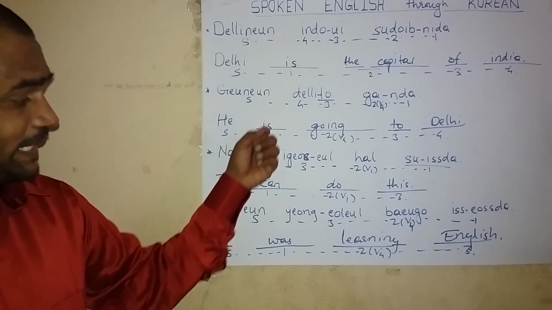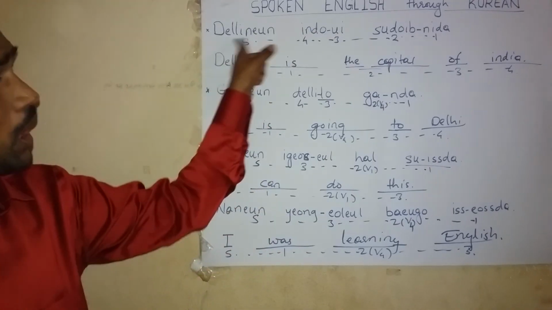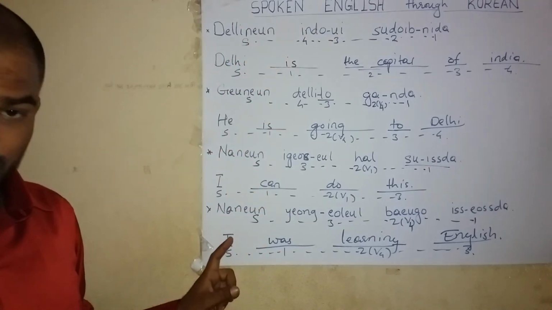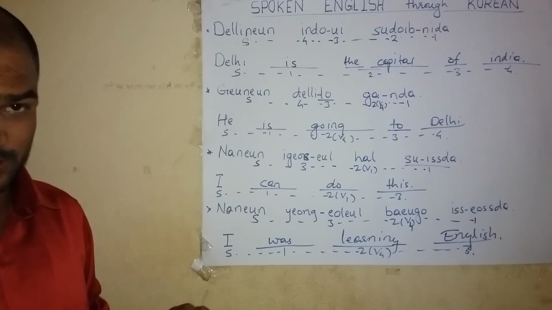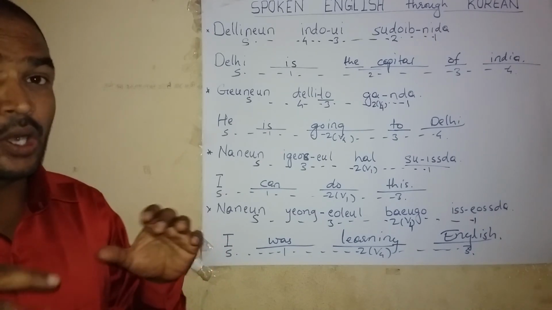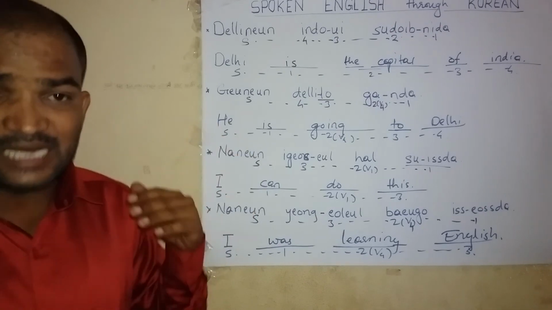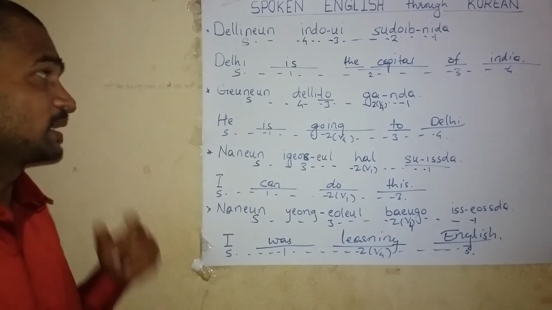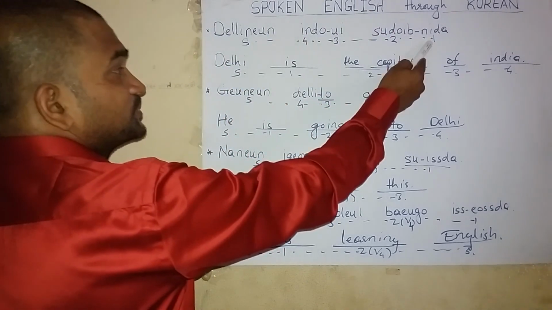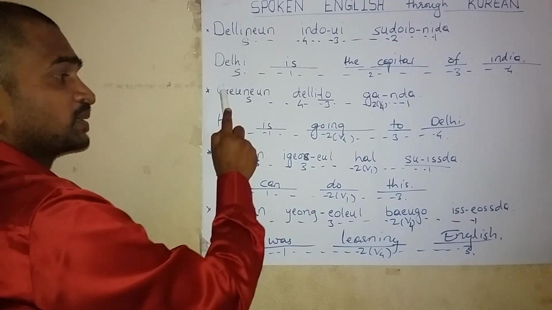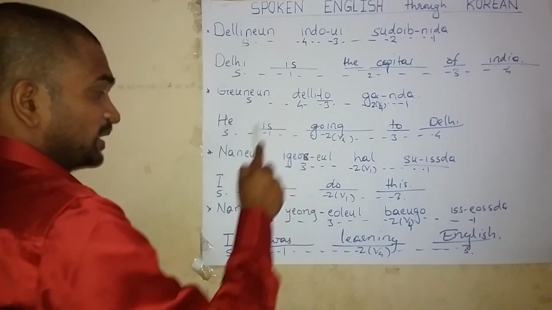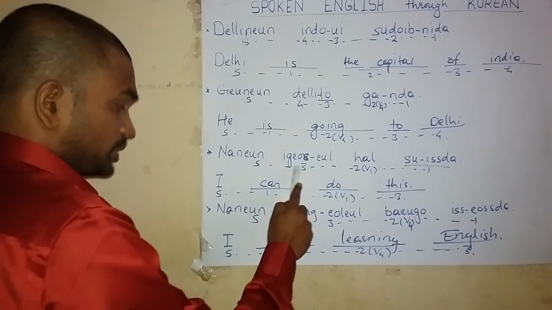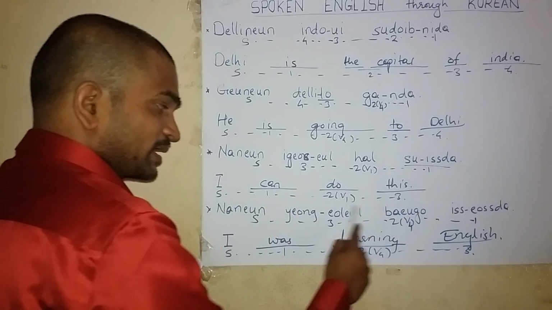You should not look at English sentences. You should look at all these Korean sentences. And while looking at Korean sentences, you should try to speak all sentences in English. First I will try, and after that you should try. Such as, Delhi is the capital of India. He is going to Delhi. I can do this. I was learning English.